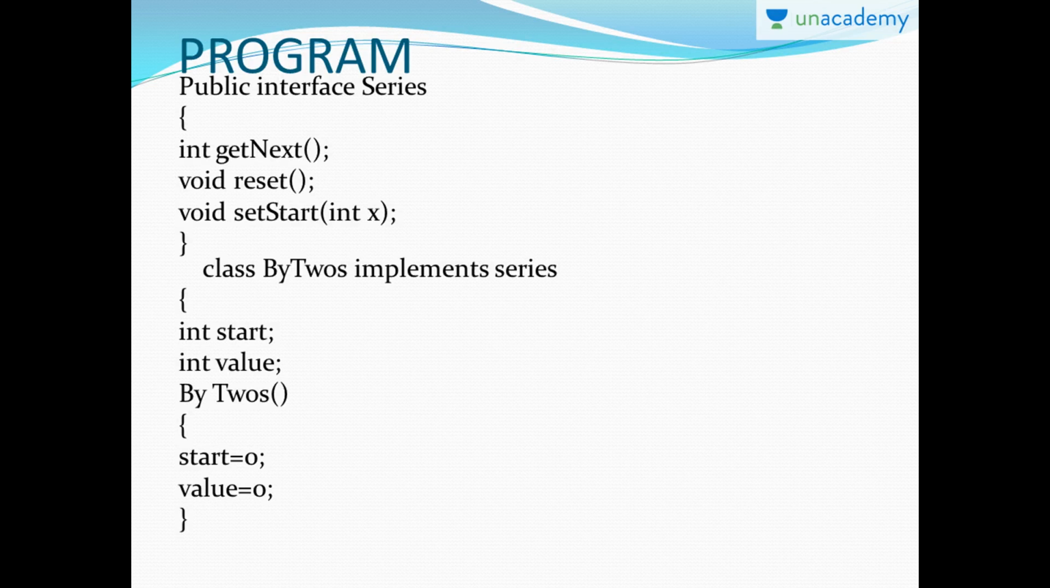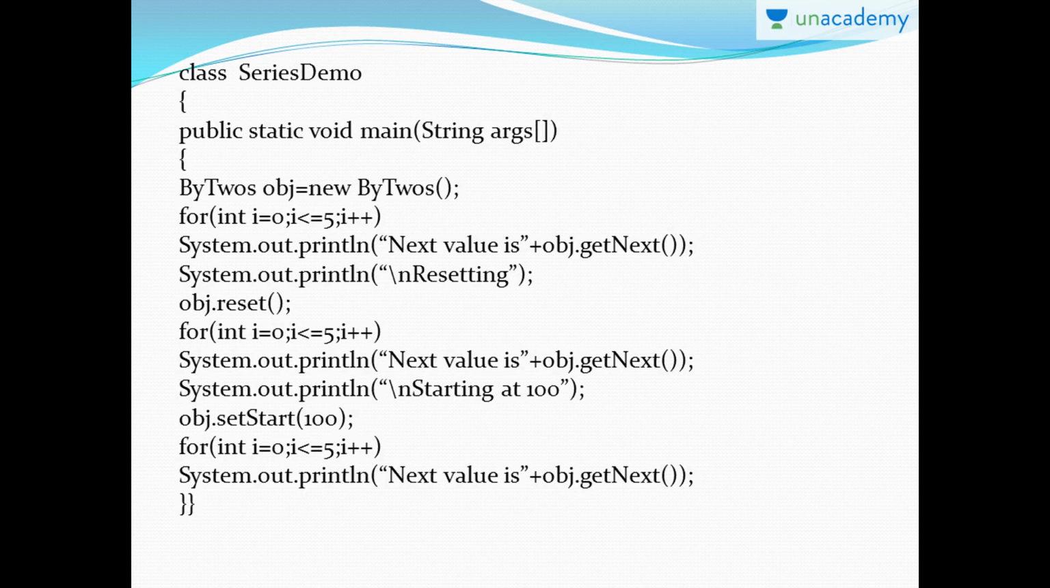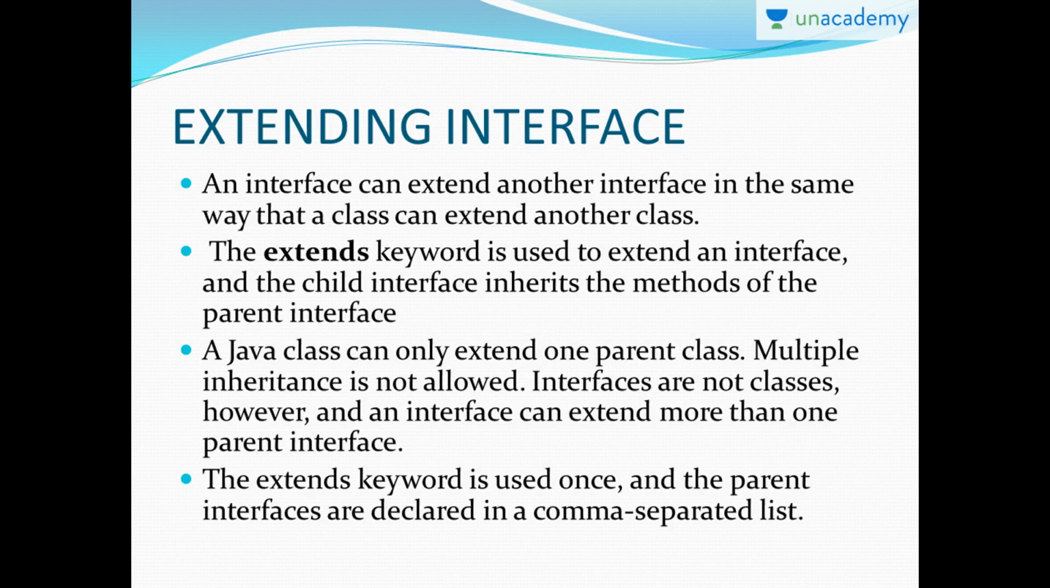So finally when we check, we need to get all the definitions of the methods which we have written in the interface. When we check, yes, we have written getNext, reset and setStart. All these 3 methods are done, so this program is complete and we get a very good output. So this is the way how interfaces are implemented.